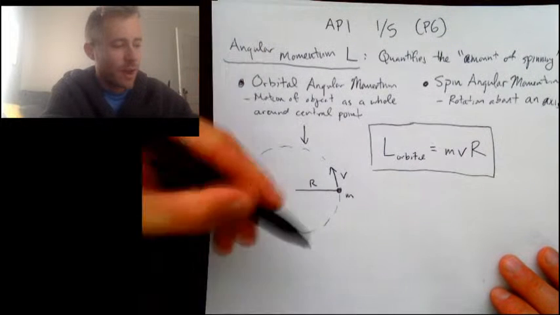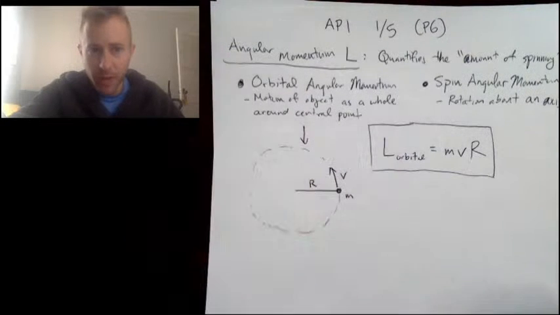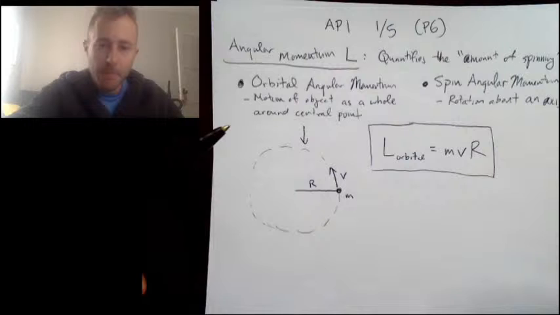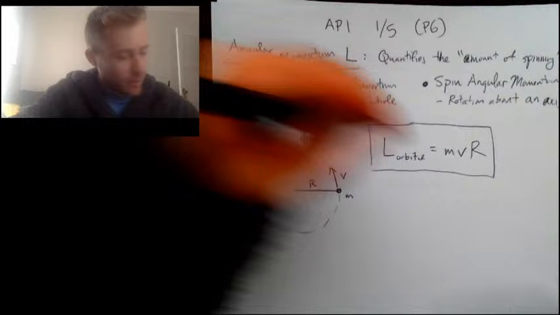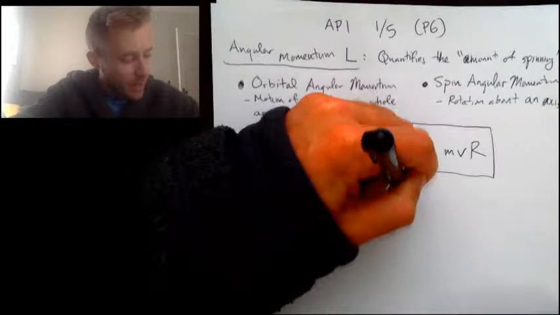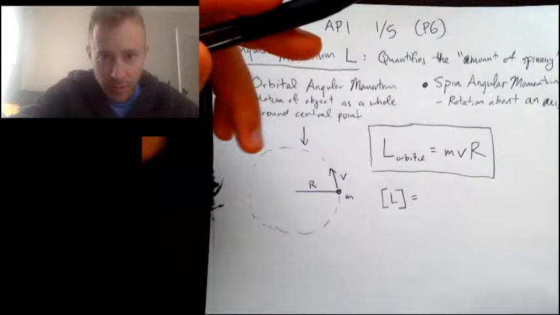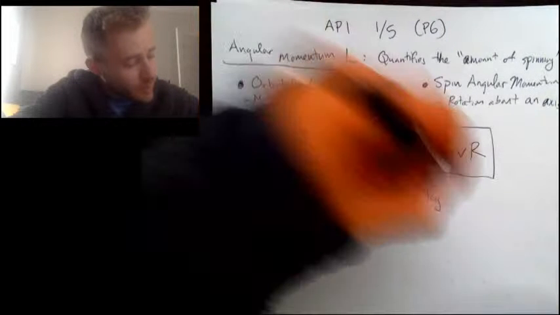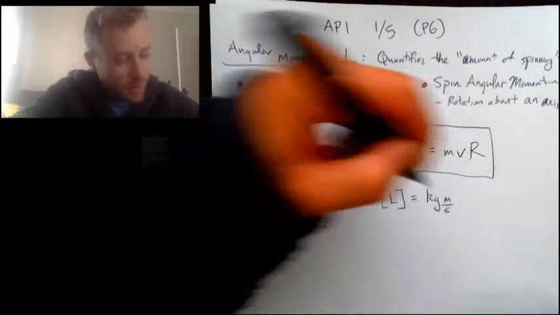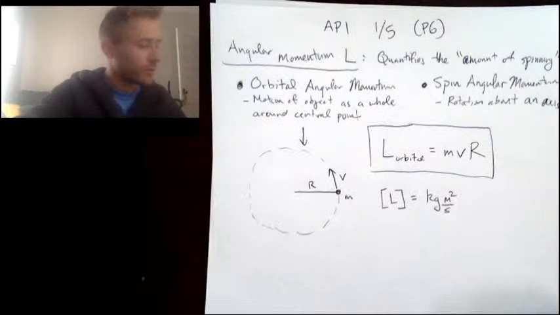So how do you have a lot of orbital spinning? You're going in a big circle and you're going really fast. Based on this, we can determine the units of angular momentum. Angular momentum is a mass times a speed times a radius, which is a distance. So we have a mass, measured in kilograms, speed, which is meters per second, and then a distance, r, which is another factor of meters. So we have kilogram meters squared per second.